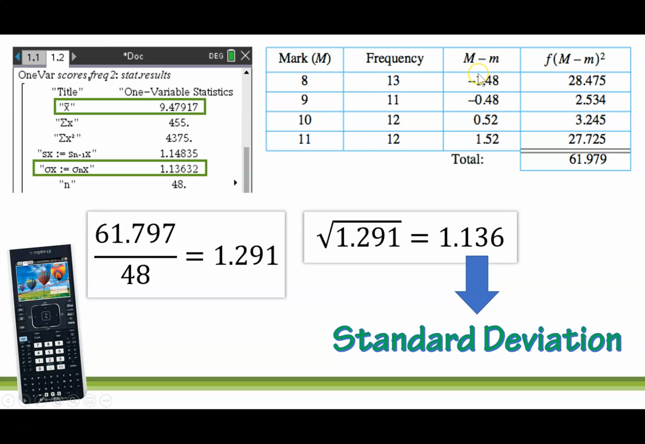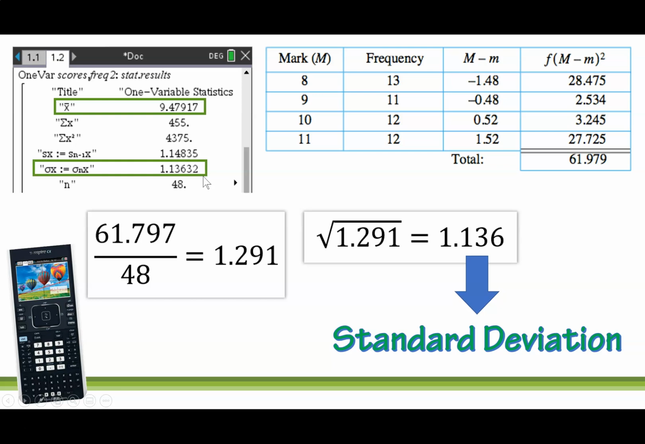You take the difference between the mark that each one there was and the mean. In the first case, the mean was 9.48. And so I'm going to subtract this number here by 9.48, get these numbers. You square all of these numbers and then multiply by the frequency, and you get this number here. And then that number is divided by 48, which is the number of numbers in the set, which gives you this number here, 1.291, whose square root is the standard deviation, and there it is in this green box right here.